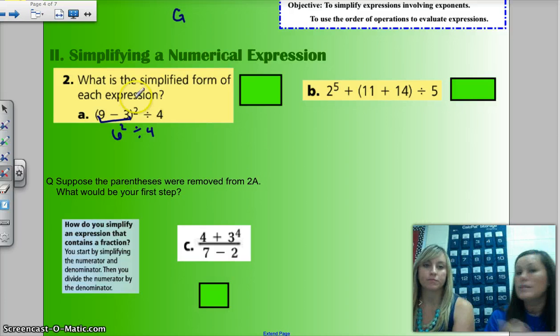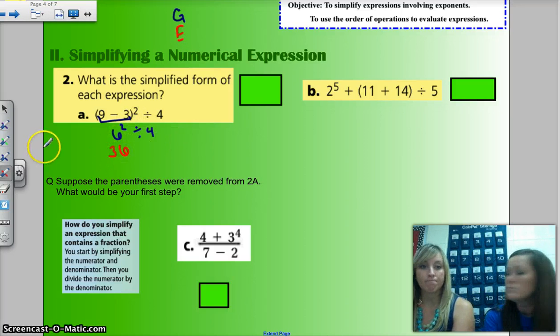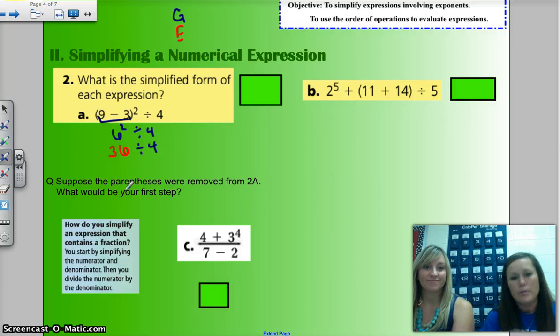Correct? Next comes E, exponents. I see 6 squared, so I'm going to solve 6 squared. 6 times 6 is 36. Yep. Copy that. I agree. Then we're going to copy the rest of the problem. Now we're working ourselves down.